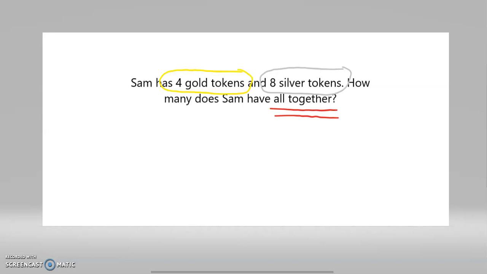So we can use our various addition strategies here. We could draw pictures, we could create an equation. I'm going to model both for us today. So 4 gold tokens, I'm actually going to just draw my gold tokens. And then we have 8 silver tokens.